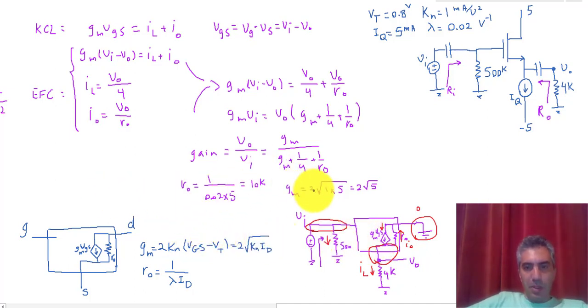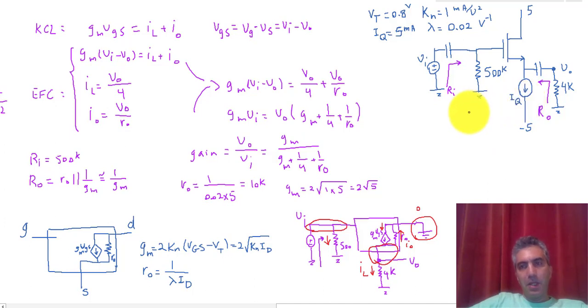So I'm going to write these here. The input resistance Ri is simply 500K, and the output resistance is equal to R0 in parallel with 1 over gm. And when you do the calculation and put values, you can see that 1 over gm is much smaller than R0, so you can estimate this to be very close to 1 over gm. So with this, our analysis of the amplifier is complete.